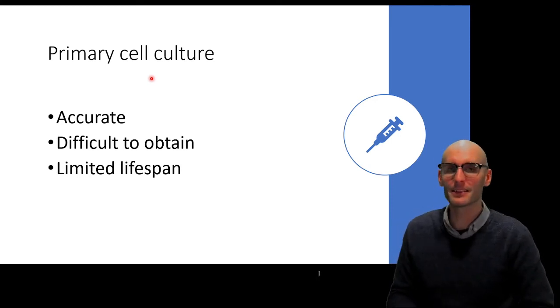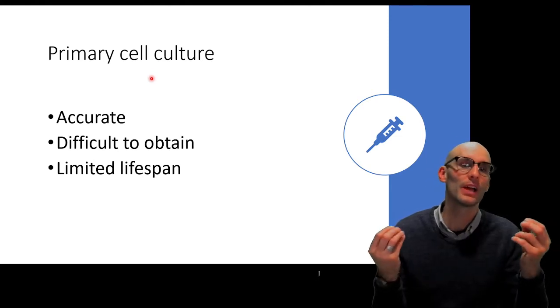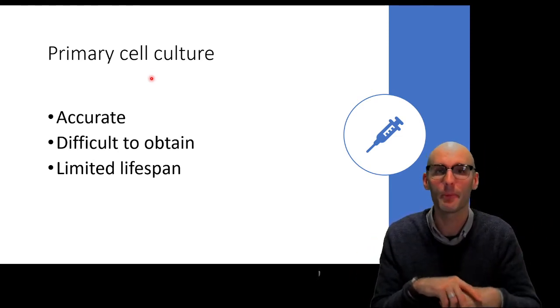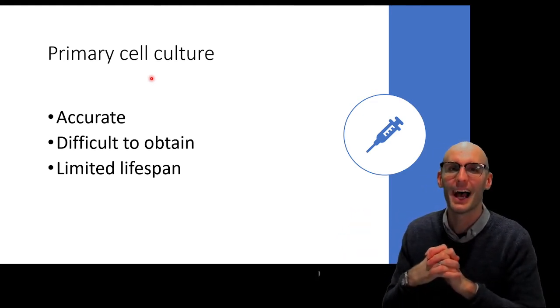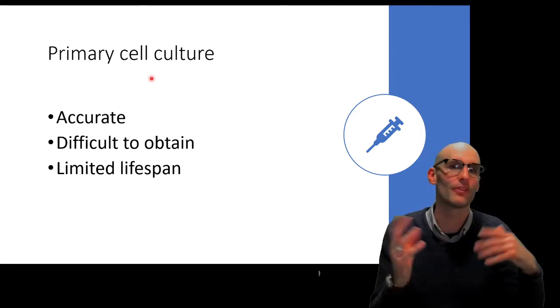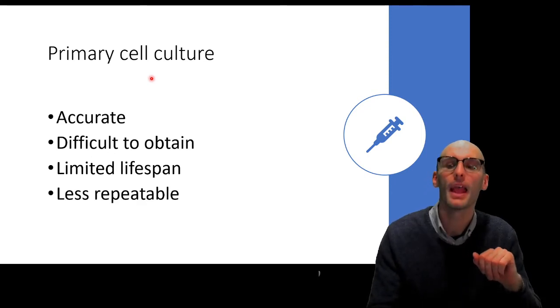They also have a limited lifespan. This is called senescence, and essentially cells can only divide a few times. Normally, it depends on the cell type. Neutrophils don't divide at all. They die within 24 hours, so they're very hard to do primary cell culture on. But other cells can divide maybe up to 30 times before they would just stop dividing.